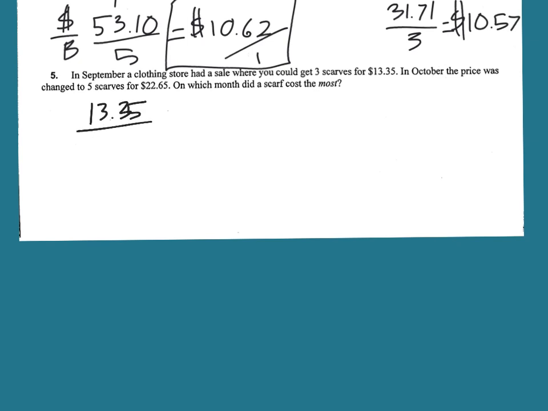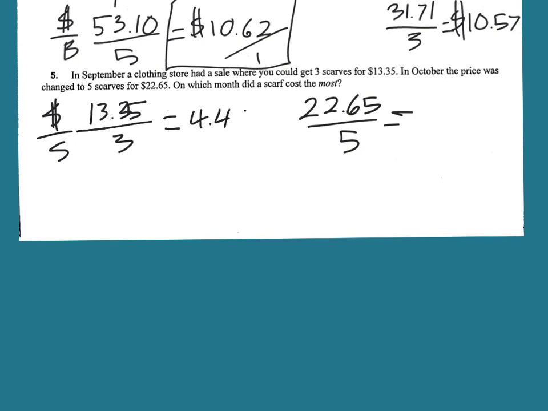So we're going to go $13.35 divided by 3, because we're comparing money to scarves. And then on the next one, we are doing $22.65 for 5 scarves. So the calculator comes in handy here again. $13.35 divided by 3, we get $4.45. And this one is $22.65 divided by 5, and we get $4.53.